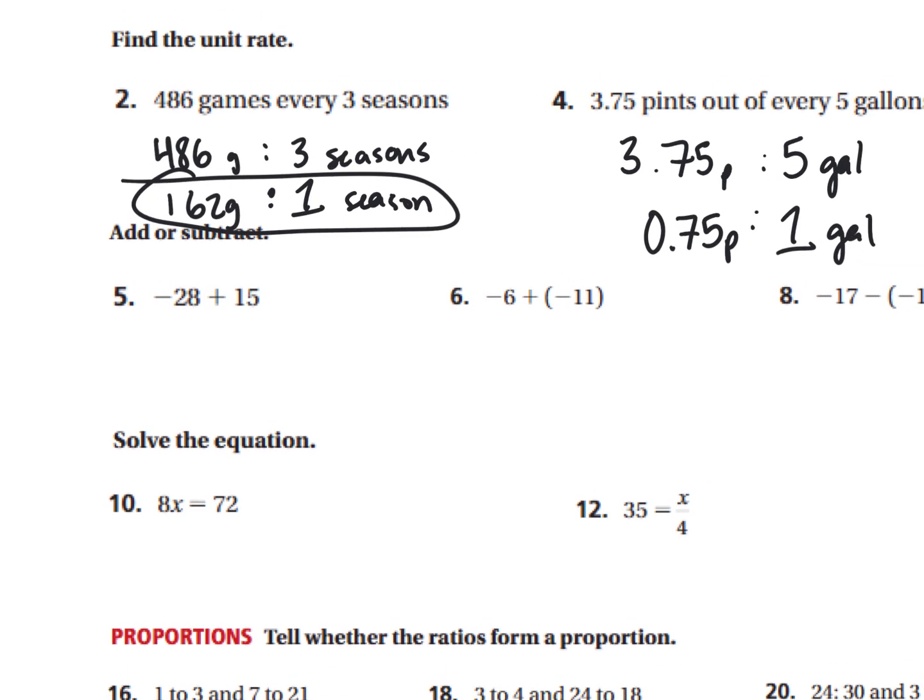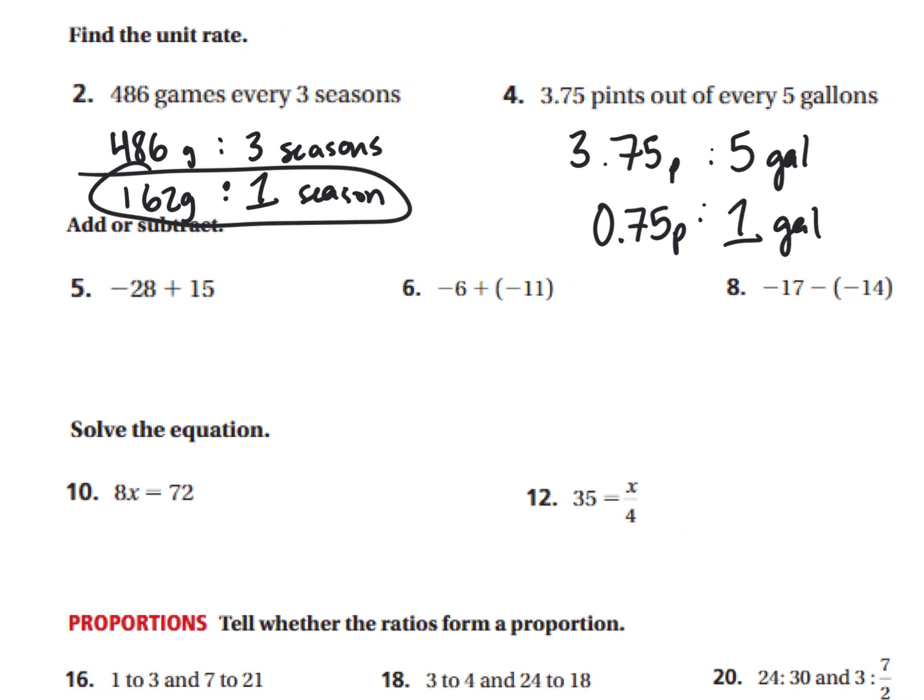All right, 5, 6, and 7, we're just looking at integers, whether they are negative and positive, and adding them or subtracting them. For this first one, I see negative 28, positive 15. Those two are opposites, so essentially what happens is we subtract, and I'm left with 13. 28 was negative, and that's the bigger number, so my answer is negative 13. Both of these are negative, so these are going to combine together. 6 plus 11 is 17, and we're going to keep it negative.